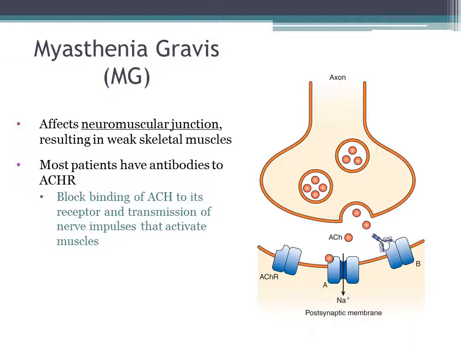Myasthenia gravis, or MG, is an autoimmune disease that affects the neuromuscular junction, and it results in weak skeletal muscles. Most patients with MG have antibodies to the acetylcholine receptor, and we'll learn a little bit more about this in this week's case study. You'll see that besides the antibodies to the acetylcholine receptor, there are some other ones being discovered that may be even more specific to MG itself, or there may be subdivisions, different types of MG. They're still working on it.